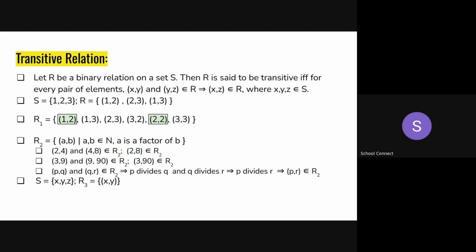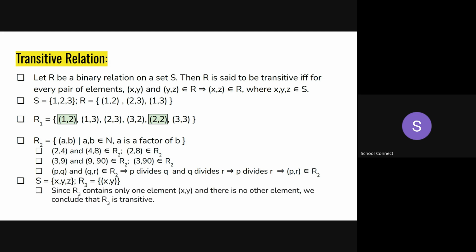So R3, you have x comma y, but you don't have any y comma z to check for x comma z. So there is no checking at all. If you have only one element, you can confidently say that this is transitive. Since R3 contains only one element, there is no other element, so we conclude that R3 is transitive.